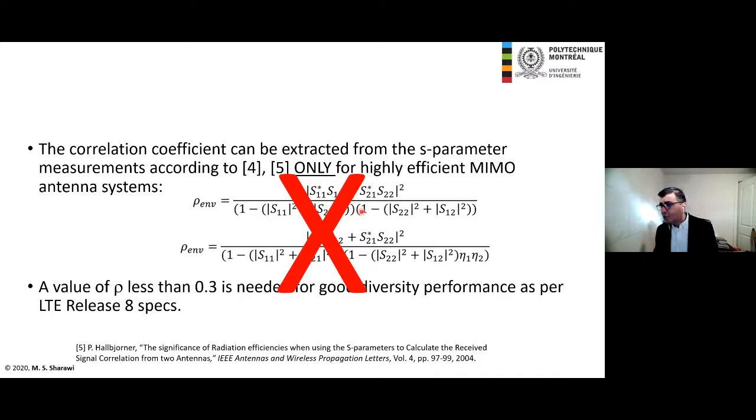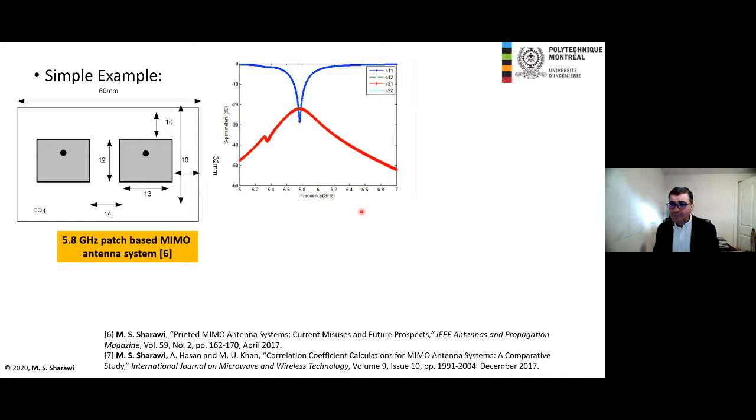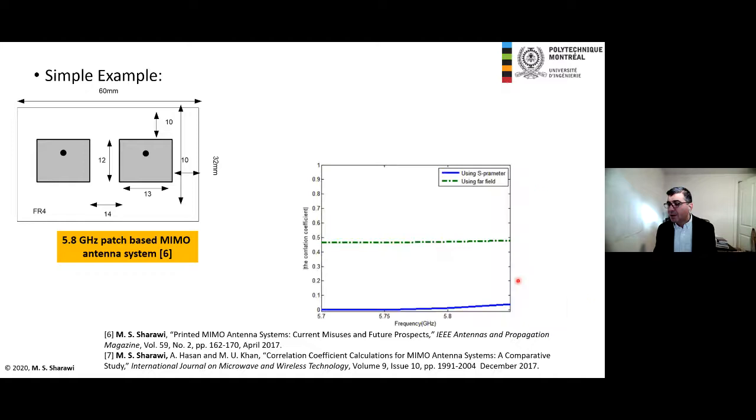So if we go to a simple example to prove that port isolation is not directly related to field coupling, these two patches are well port isolated. The port isolation is about 20 dB. So this is very good, okay? But if we look at their field patterns and we calculate the correlation from the fields and the correlation from the S parameters, there's a huge discrepancy between the two.